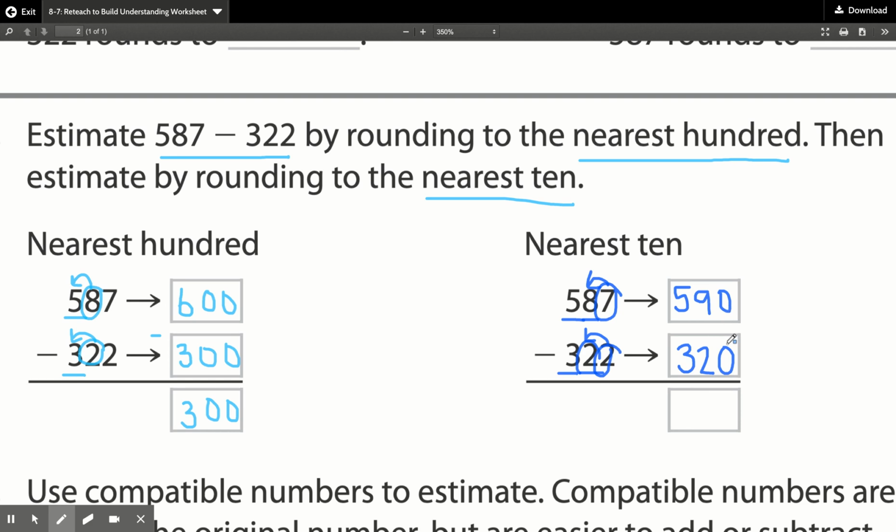And now we just subtract. 0 minus 0 equals 0. 9 minus 2 equals 7. And 5 minus 3 equals 2. Let me know if you guys need any help.